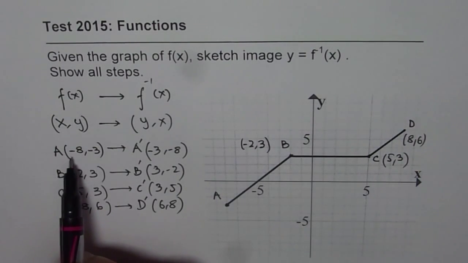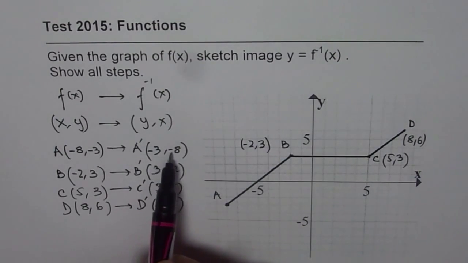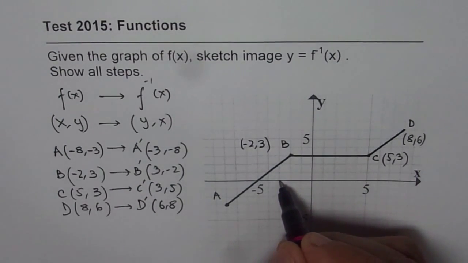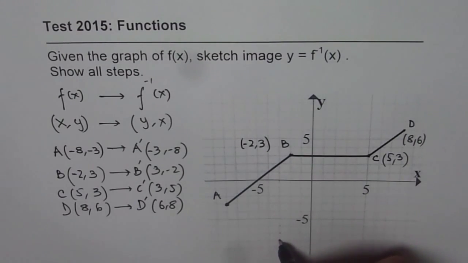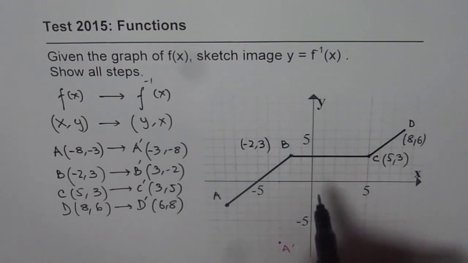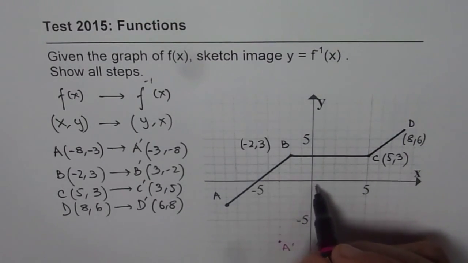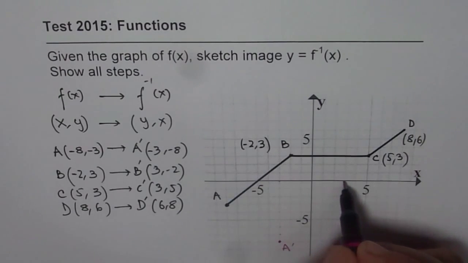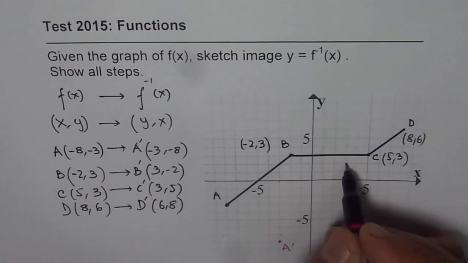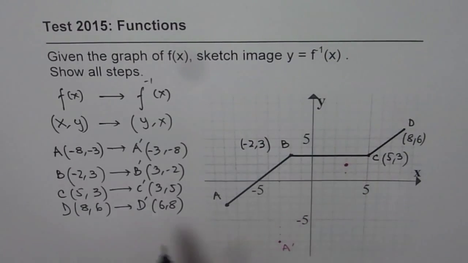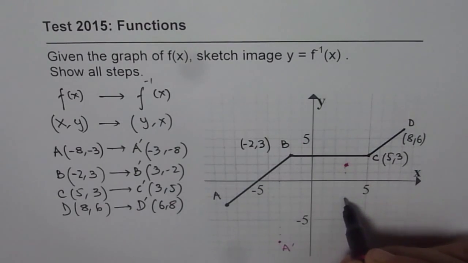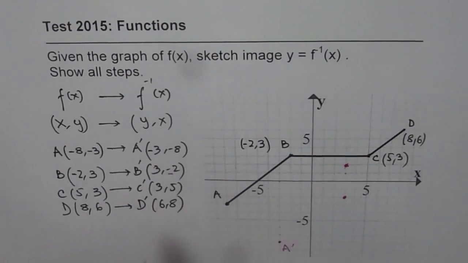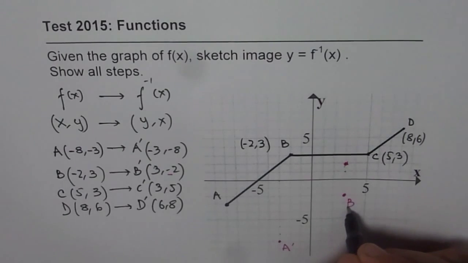So A dash is minus 3, minus 8. B dash is 3, minus 2. So 3 is 1, 2, 3, and minus 2 is 1, 2. Sorry, 3 and minus 2, I'm sorry. 3 and minus 2. Correct. So that is B dash for us.